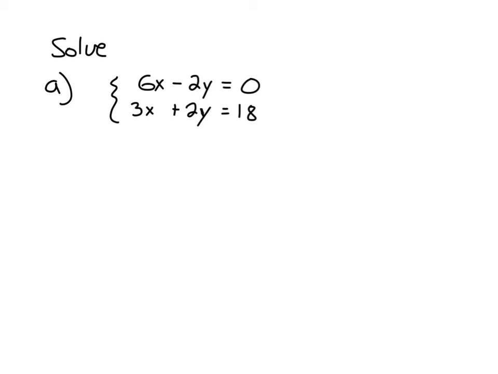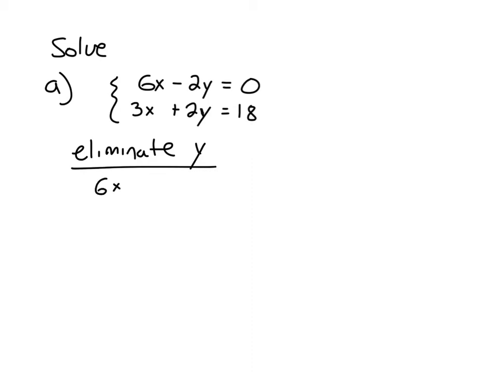So for the first step, we're going to eliminate y. So why am I choosing y and not x? Well, I can see that if I were to add these two equations together, y would get canceled out. Alright, so let's go ahead and do what I just said. Okay, so first step is eliminate y.